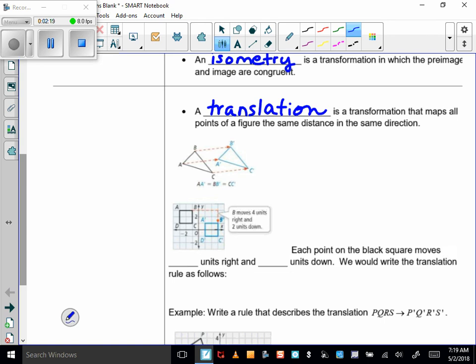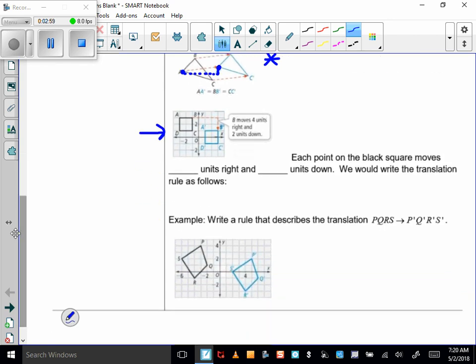It's basically a glide, like I'm sliding something up, down, left, or right. It's a transformation that maps all points of a figure the same distance in the same direction. So if I look at the pre-image A here, and I got the image A prime, it's been shifted right and up. So if I'm just looking at this one right here, I can see that A goes to the right and it goes up. So that means every vertex on that triangle is going to go the same distance right and the same distance up.